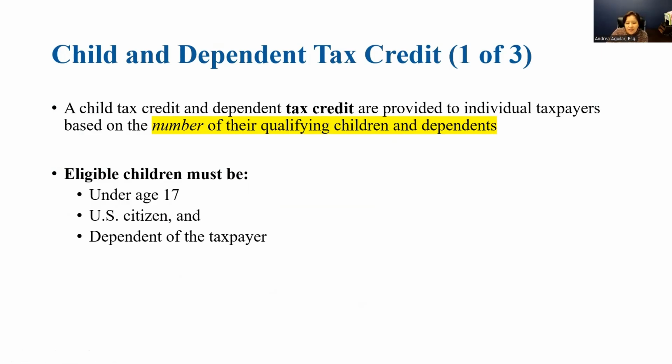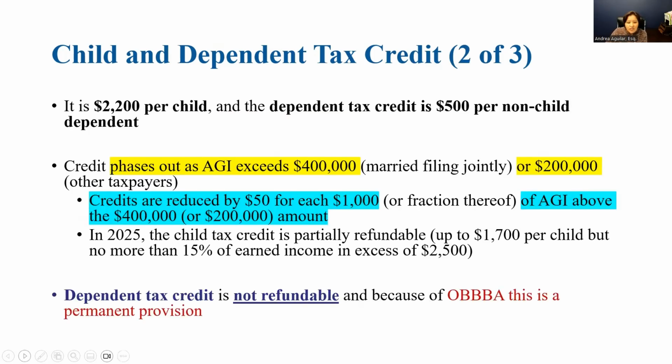Okay, perfect. Now let's look at the child and dependent tax credit. This credit is a very important credit as well because it is a refundable credit and is based on the number of qualifying children and dependents that the taxpayers have. An eligible child for purposes of this credit is somebody under the age of 17, a U.S. citizen, and a dependent of the taxpayers. So the children need to meet those requirements. You can get up to $2,200 per child or $500 per non-child that is your dependent.